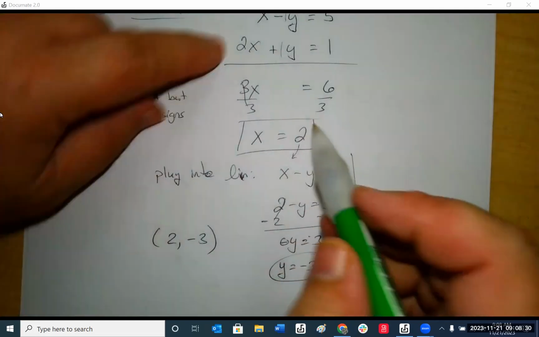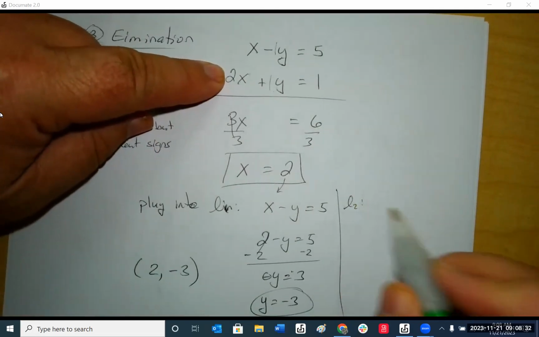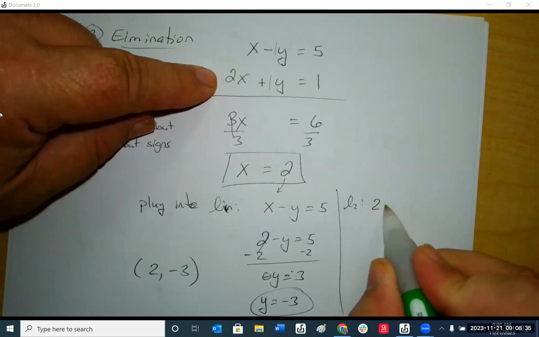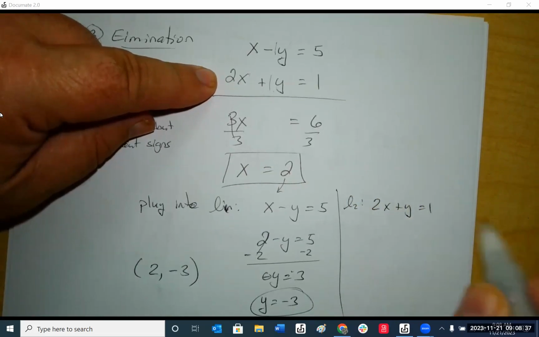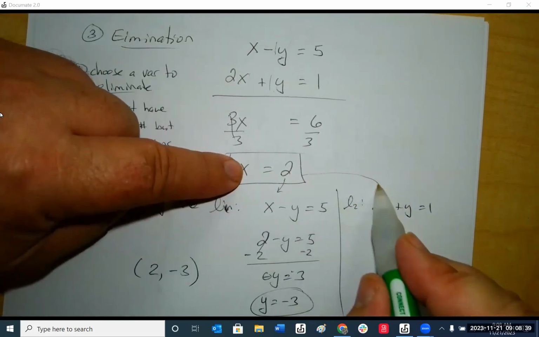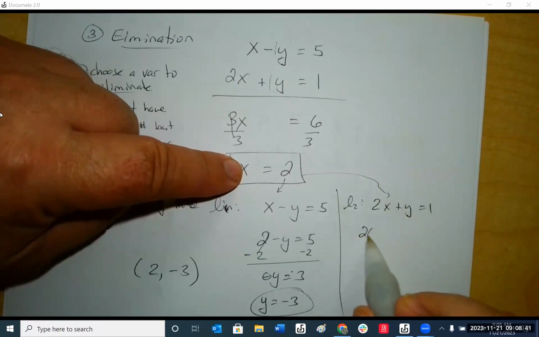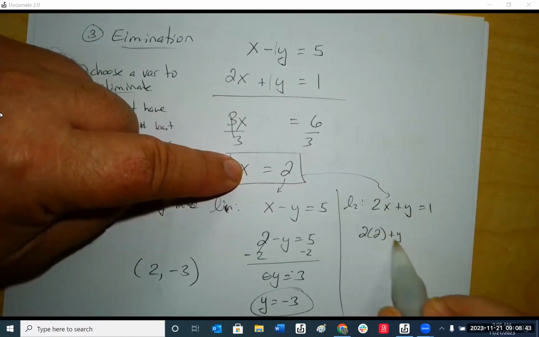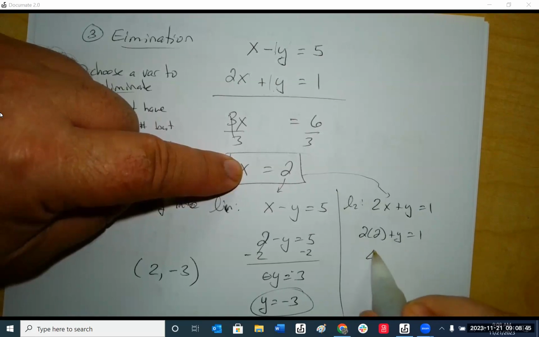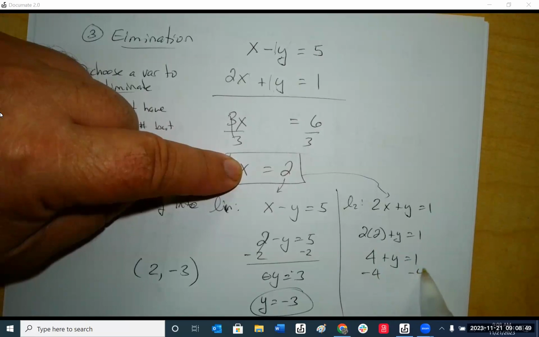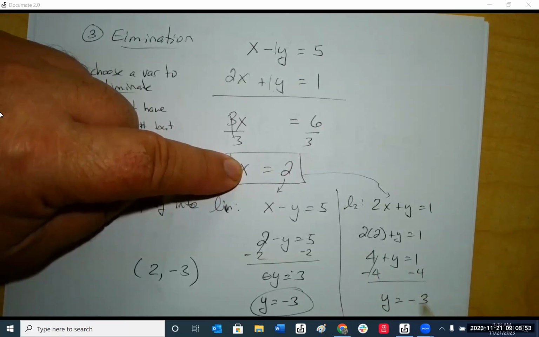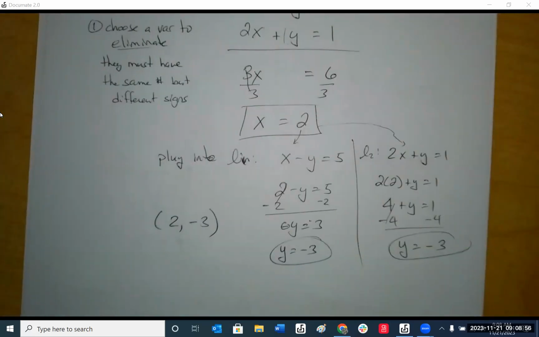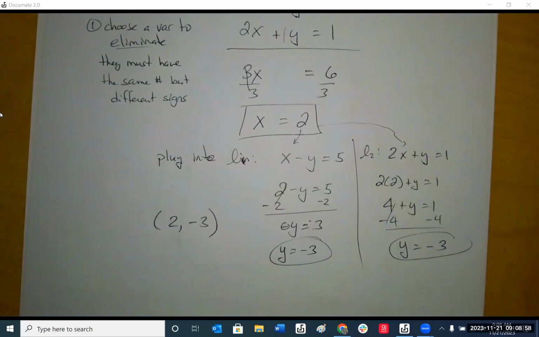It doesn't matter even if you chose line 2 to plug it in. Anywhere seeing x, you put a 2. So it's 2 times 2 plus y equals 1. 4 plus y equals 1. Subtract 4. So y equals -3. Same thing. It doesn't matter how it works.